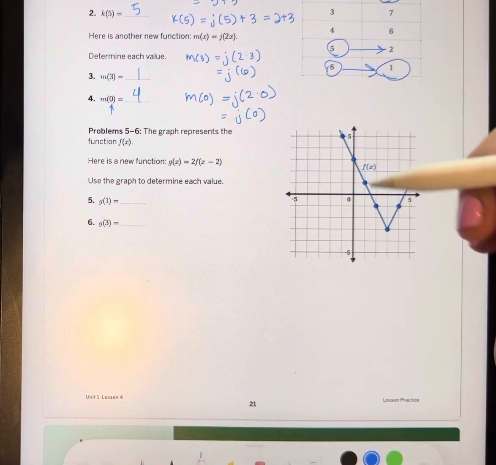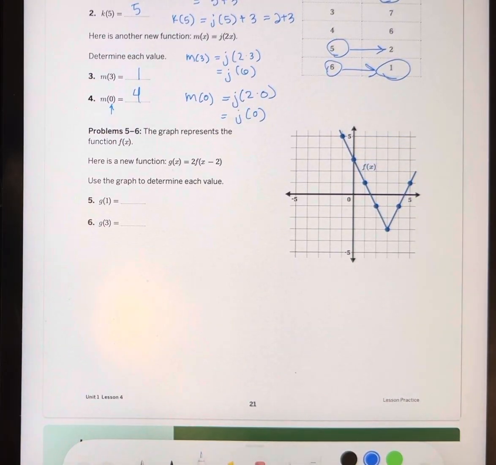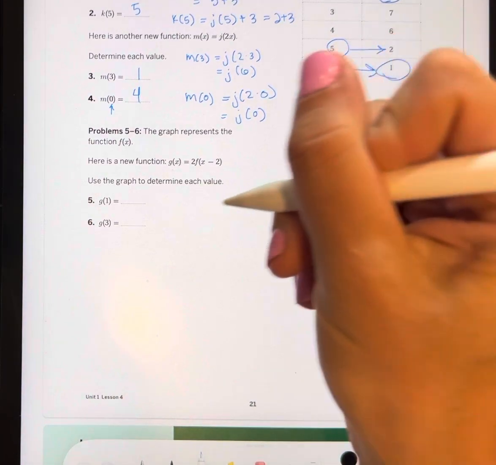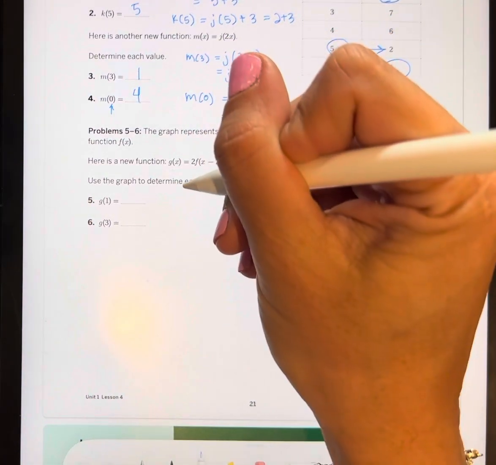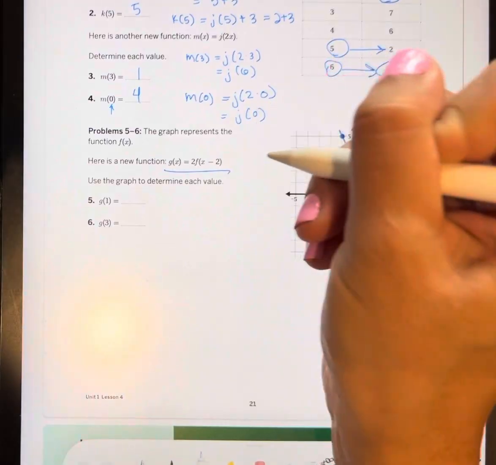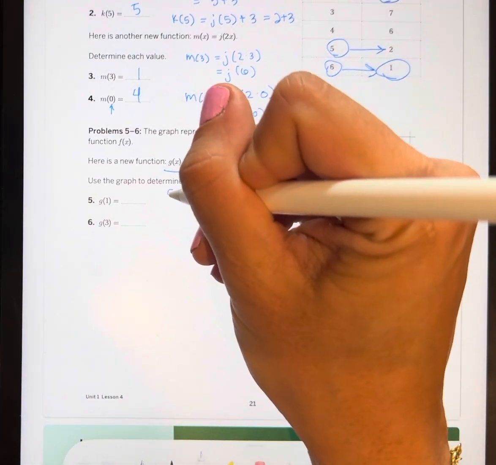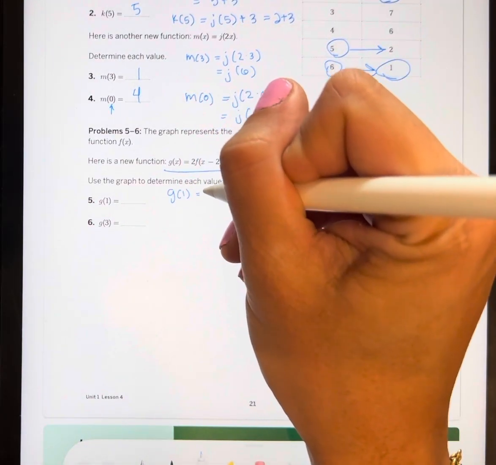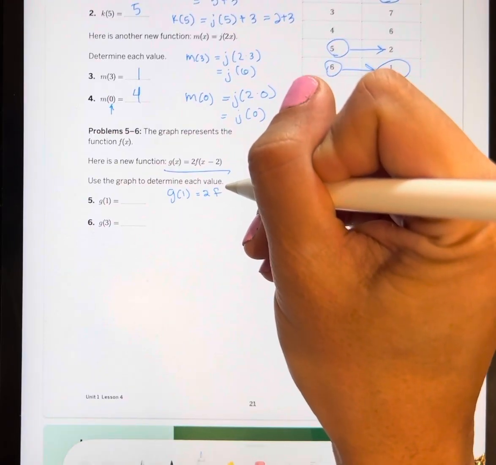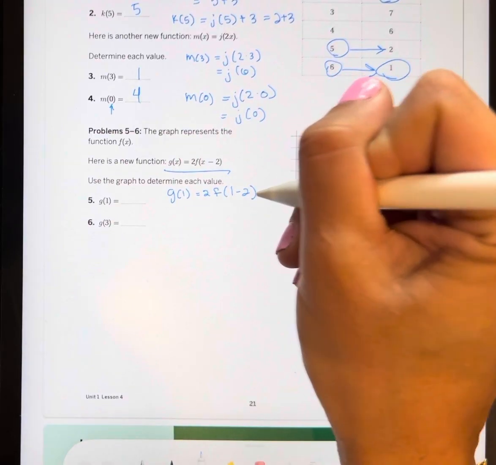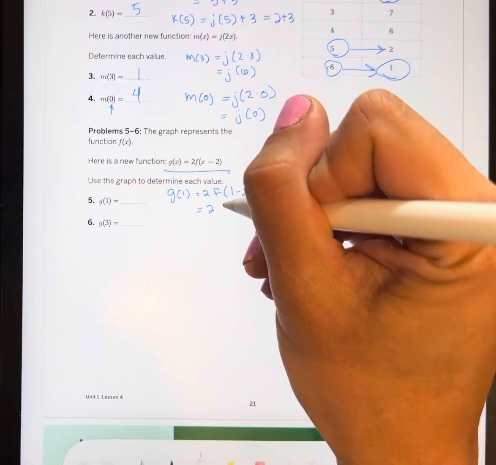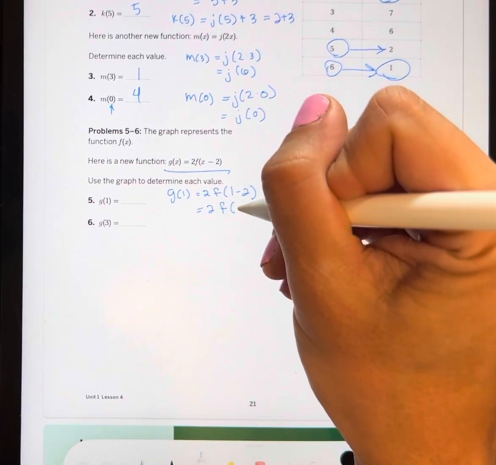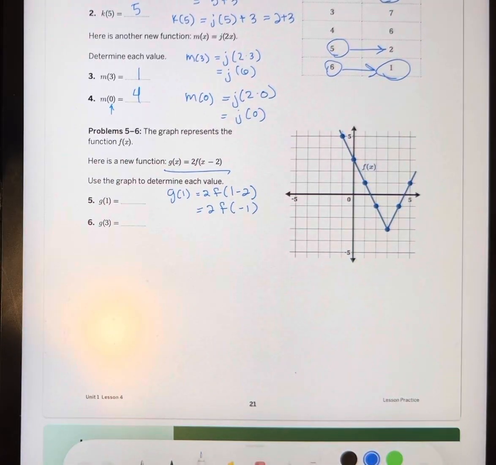Now we get a graph instead of a chart. No big deal, we're still gonna do the same thing. So let's see what g of 1 is about. If g of x equals all of that, then g of 1 equals 2 times f of 1 minus 2, which is 2 times f of negative 1. And now I have to find that on the graph. I have to find f of negative 1 on the graph.